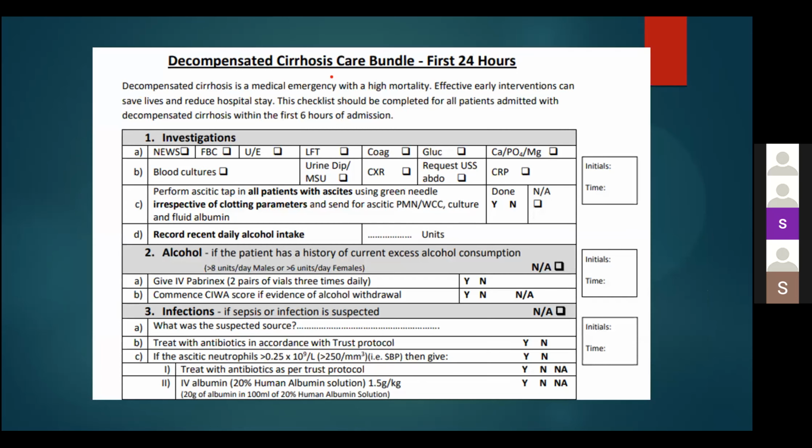So off the back of that, what was created after 2013 is something that we term the Decompensated Care Bundle. This was created by the British Association for the Study of the Liver and the British Society of Gastroenterology. We've all used care bundles before in the past, but it is a tick-box series of things that should be done for these patients within the first 24 hours in order to reduce the mortality and improve the care of these patients.